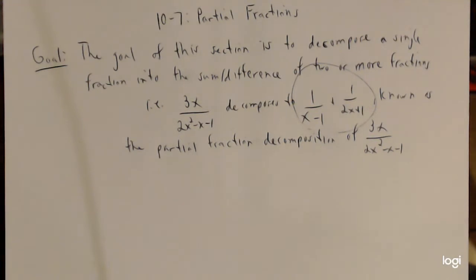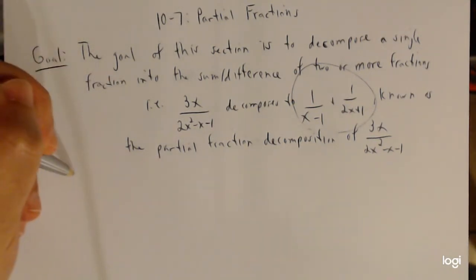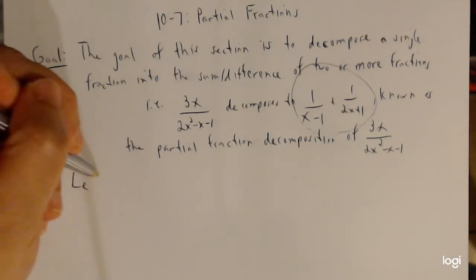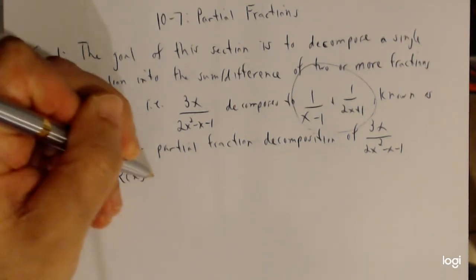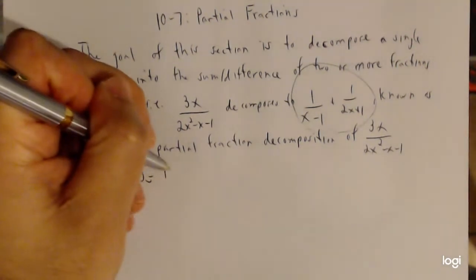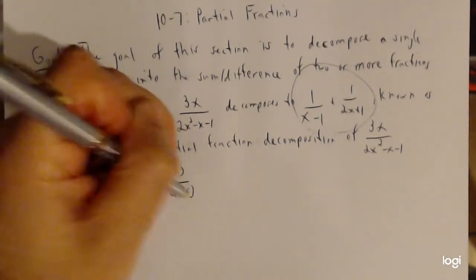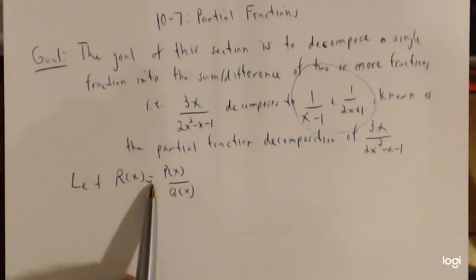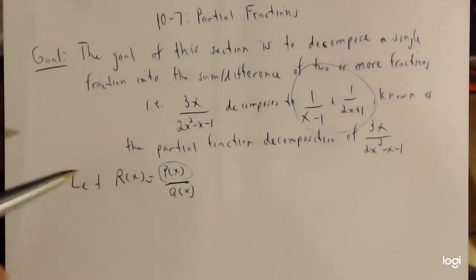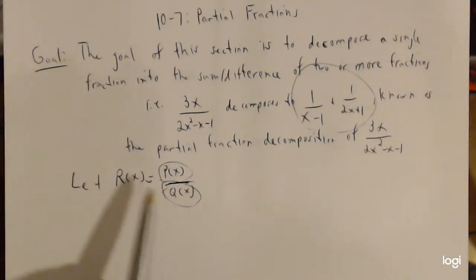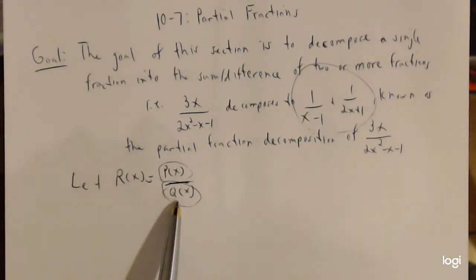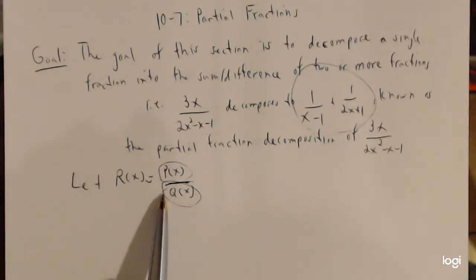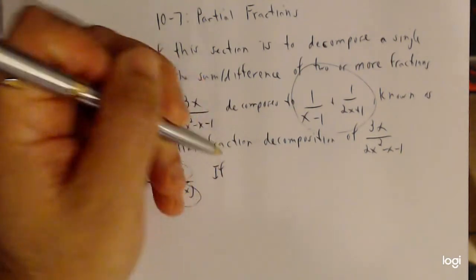Okay, so with that said, if we start off with any rational function, let R of x equal P of x over Q of x. What am I doing here? I'm defining a rational function. I'm saying, let R represent a rational function where its numerator is a polynomial function divided by its denominator, a polynomial function. So now we're going to ask, when can I perform the partial fraction decomposition on a rational function? And here's how we would know if we could.